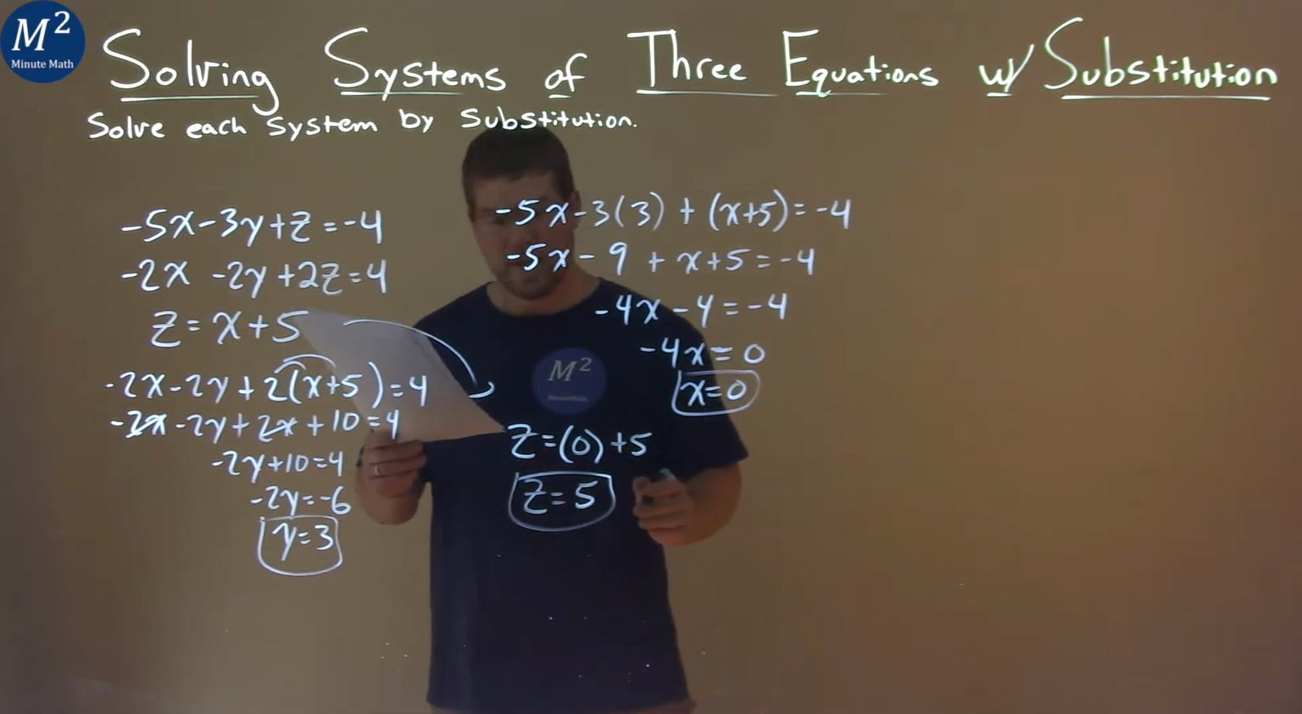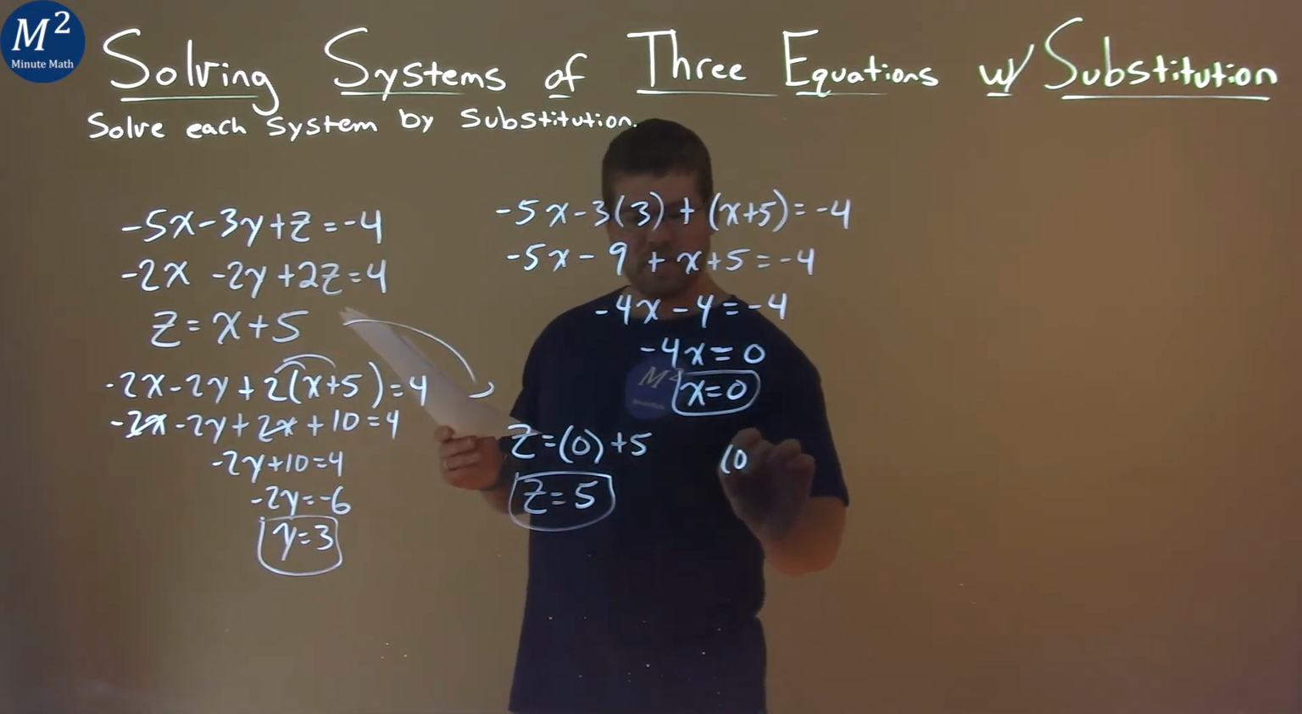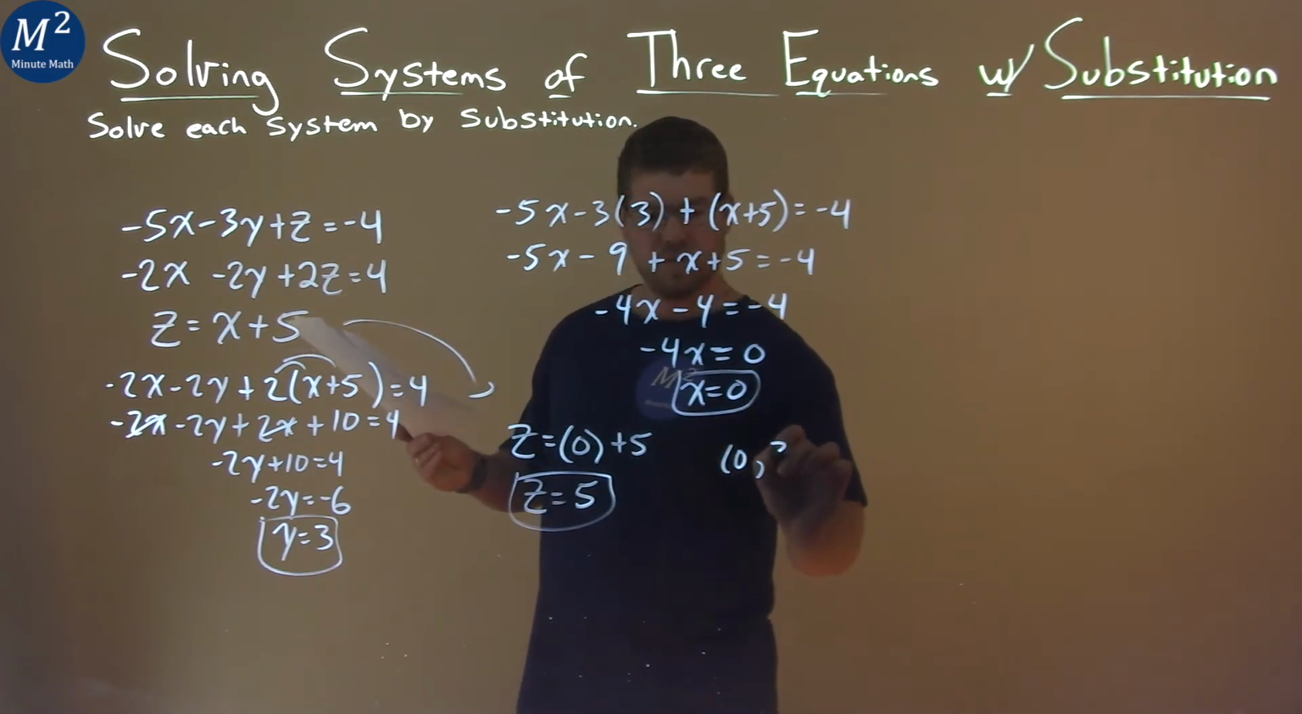We can write this as a coordinate point. We have all three down. 0, 3, 5.